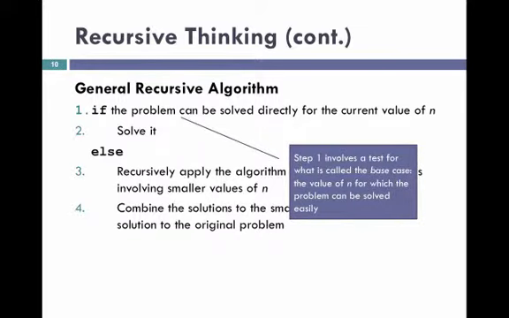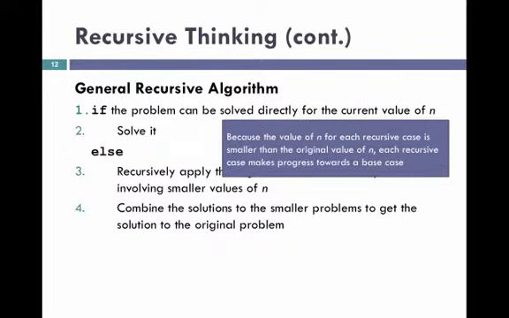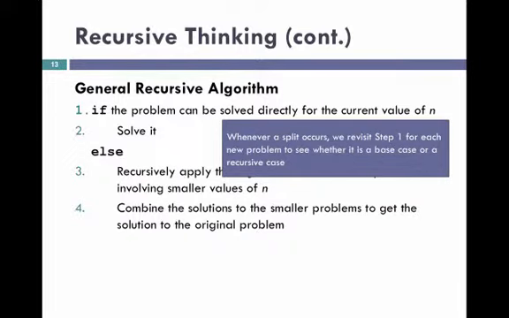Now, step 1 involves a test for what we call the base case. This is a value of n for which the problem can be solved easily. This step 3 is the recursive case, because it's here where we recursively apply the algorithm. Now, because the values of n for each recursive case is smaller than the original, each recursive case makes progress towards a base case. Now, whenever a split occurs, we revisit step 1 for each new problem to see whether it's a base case or a recursive case.